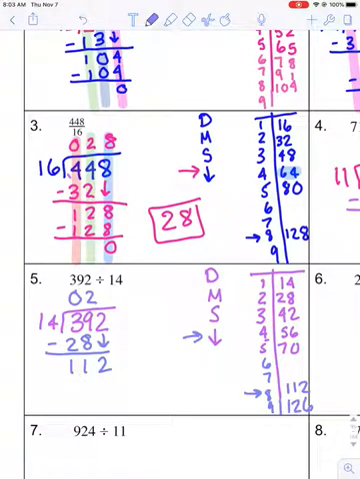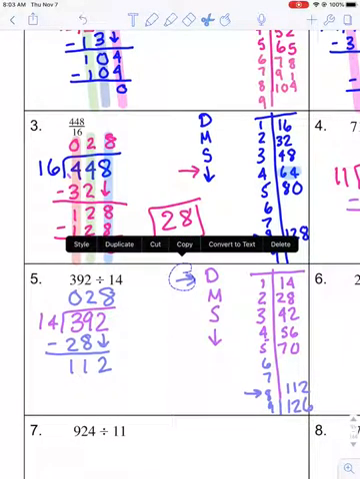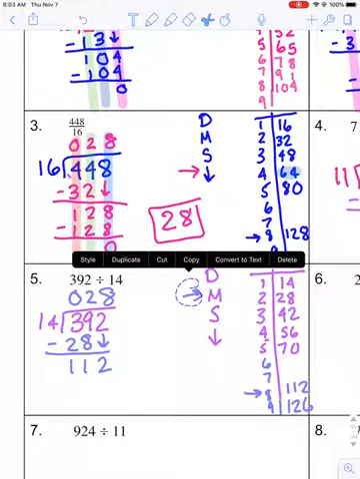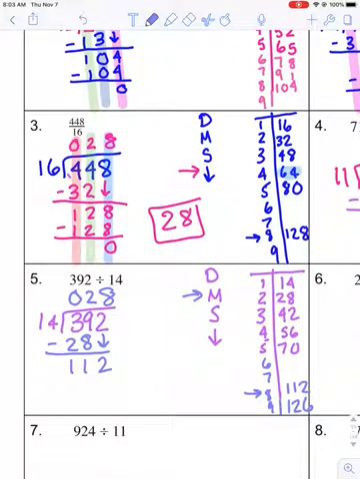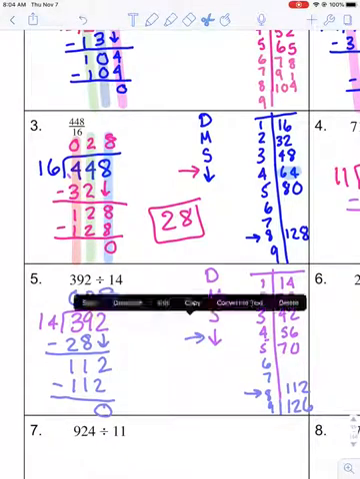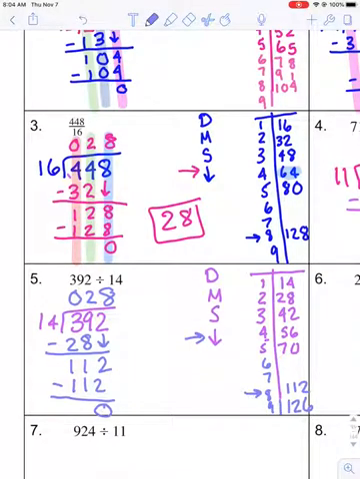14 goes into 112 8 times. That is my division step. Then I need to multiply. 14 times 8 is 112. Subtract. And I get 0. There's nothing else to bring down. I do still consider the bring down step, but there's nothing else to bring down. And I got a remainder of 0, so I'm done. So this answer is 28.